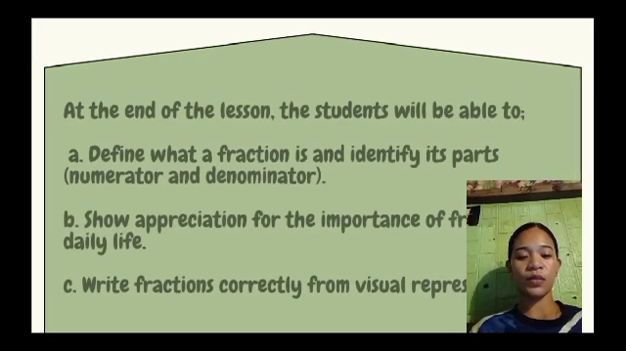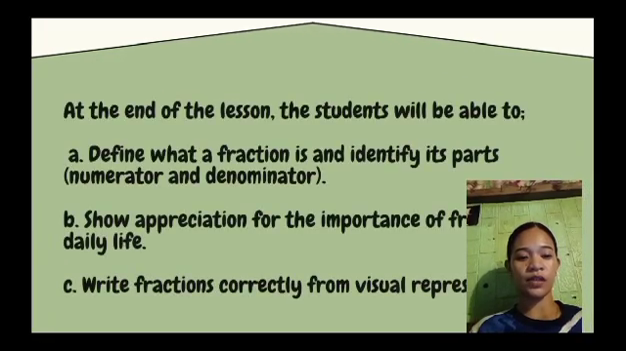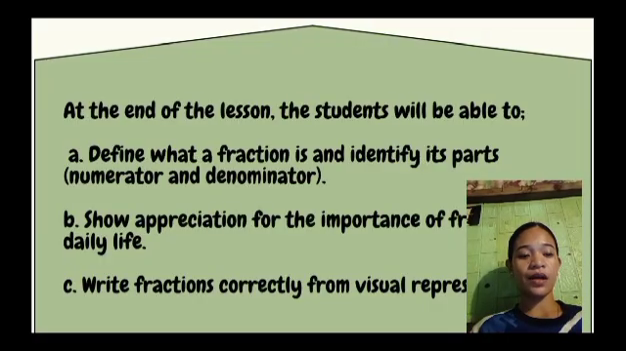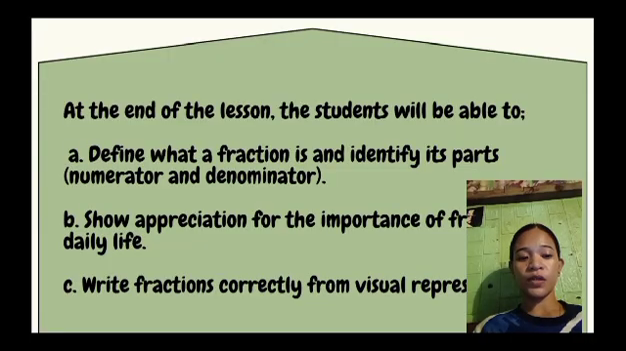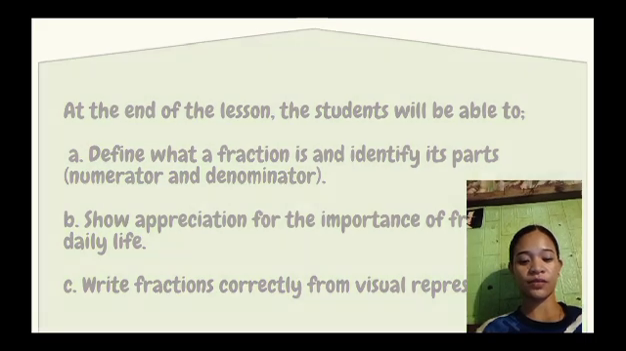For that, allow me to read our objectives first. At the end of the lesson, the students will be able to define what a fraction is and identify its parts, such as numerator and denominator, show appreciation for the importance of fractions in daily life, and write fractions correctly from visual representations.